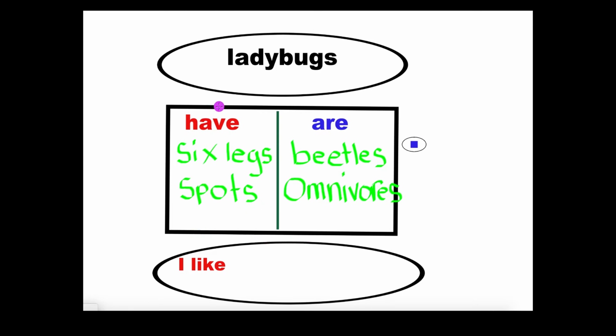So let's go ahead and bring our thoughts to a complete sentence, okay? So let's start with have. Ladybugs have 6 legs, period. That is something you can write on your paper. Ladybugs have spots, period. That is something you can write on your paper. Ladybugs are beetles, period. That is another fact that you can write on your paper. Ladybugs are omnivores, period. That is another fact that you can write as a complete sentence on your paper.